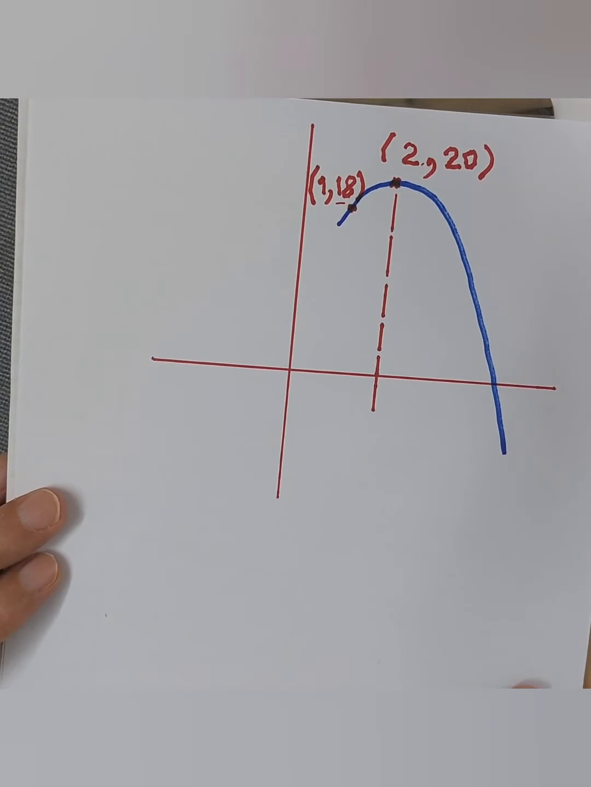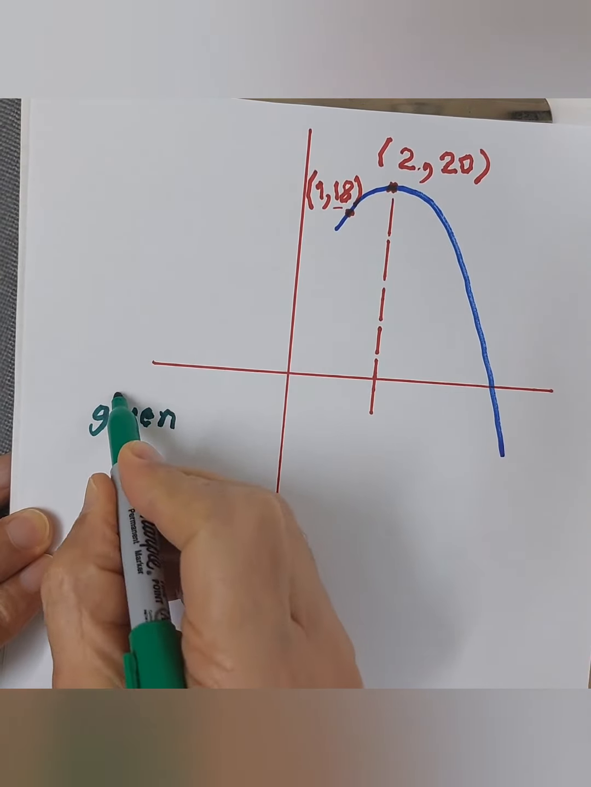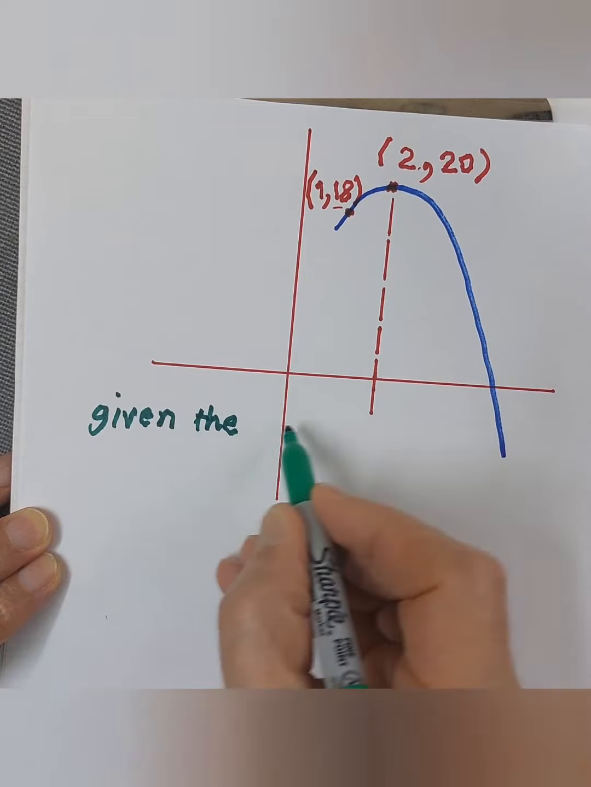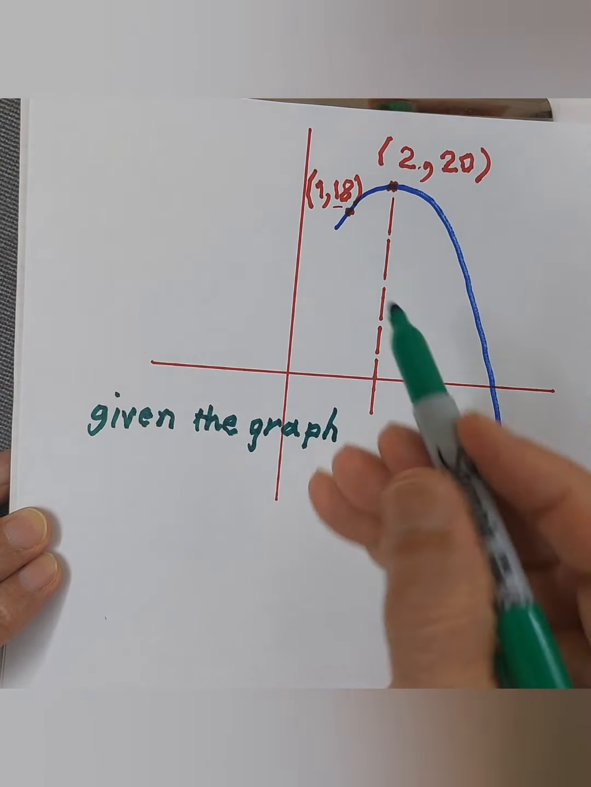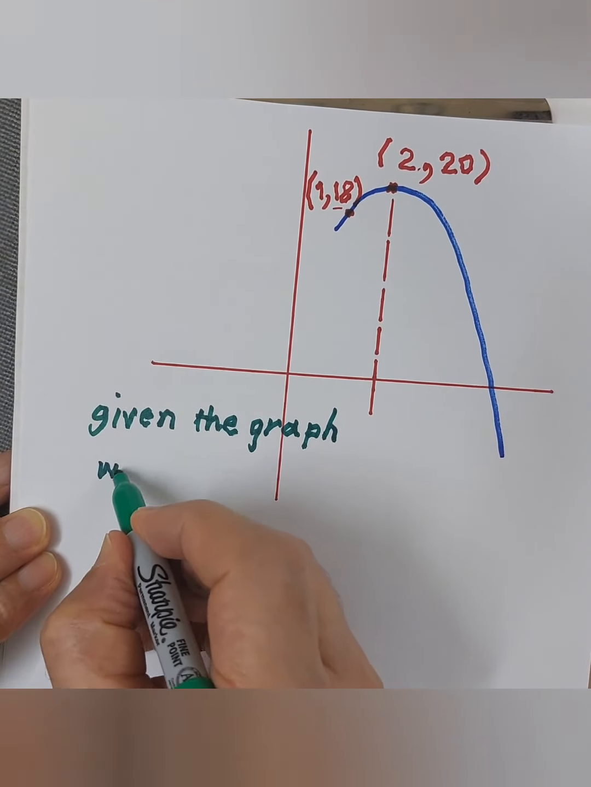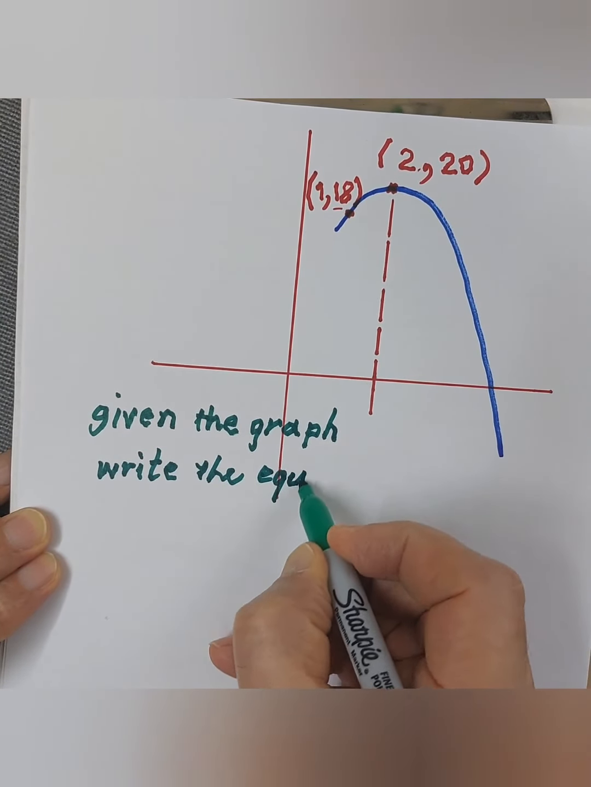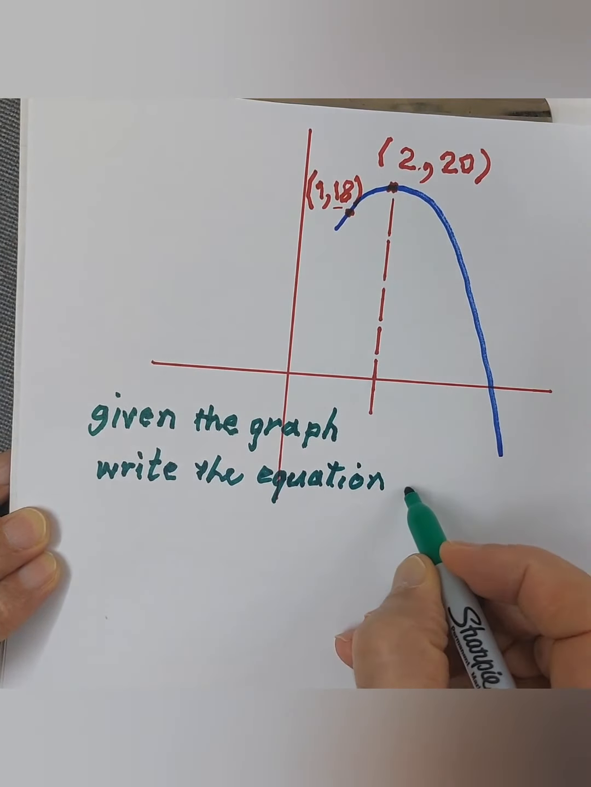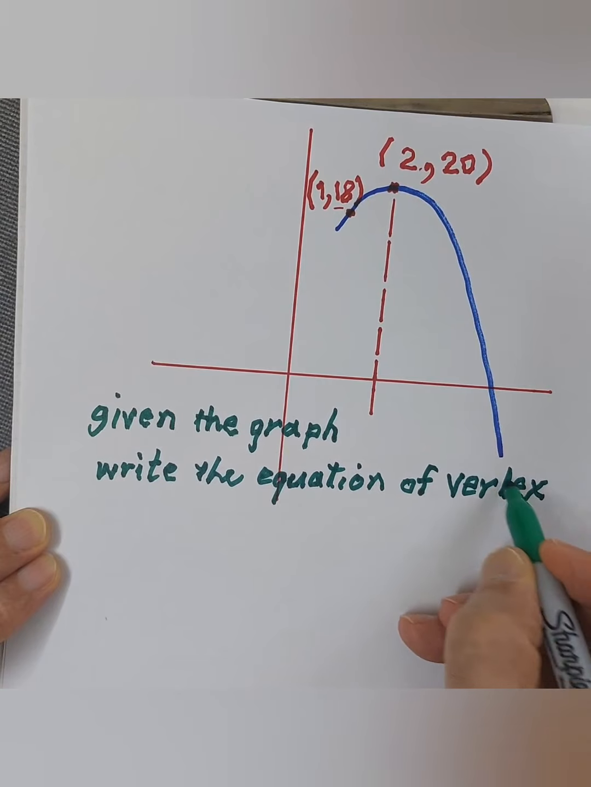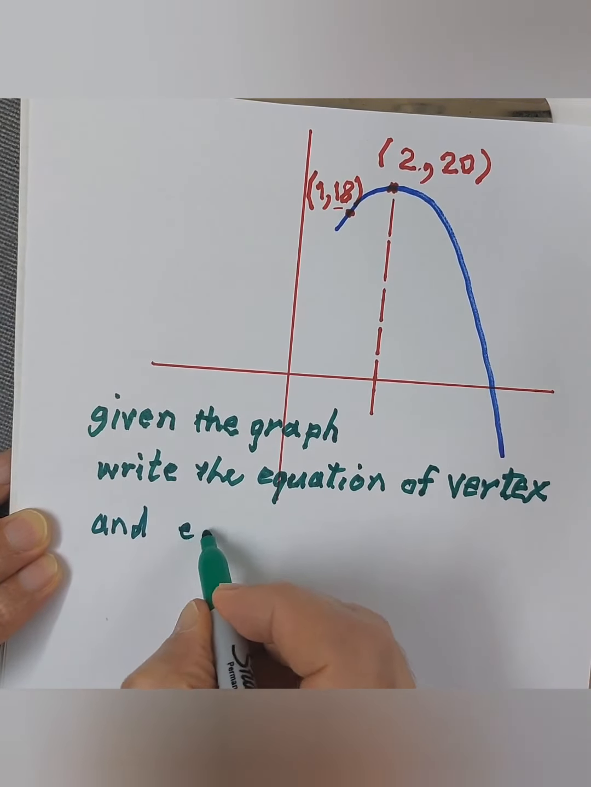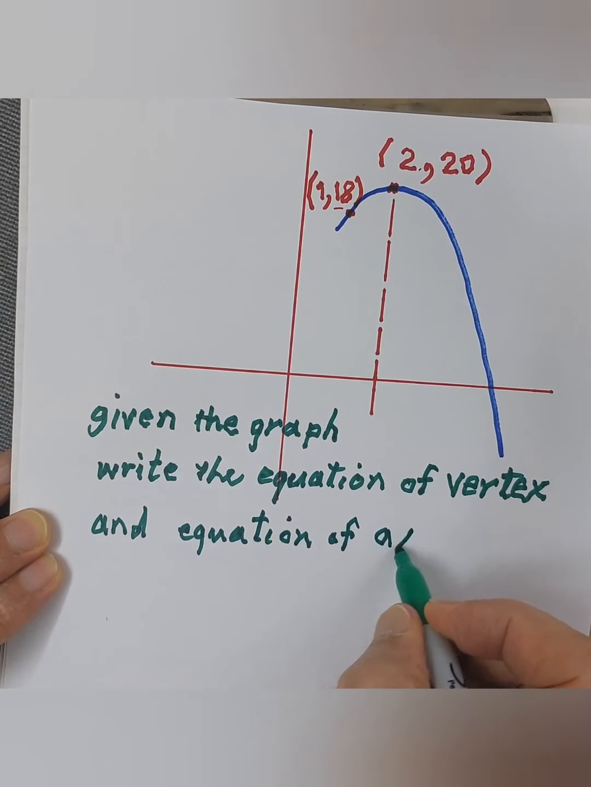Let us discuss this example. Given the graph, which is a graph of a parabola, as you see, write the equation of the vertex form and the equation of the axis of symmetry.